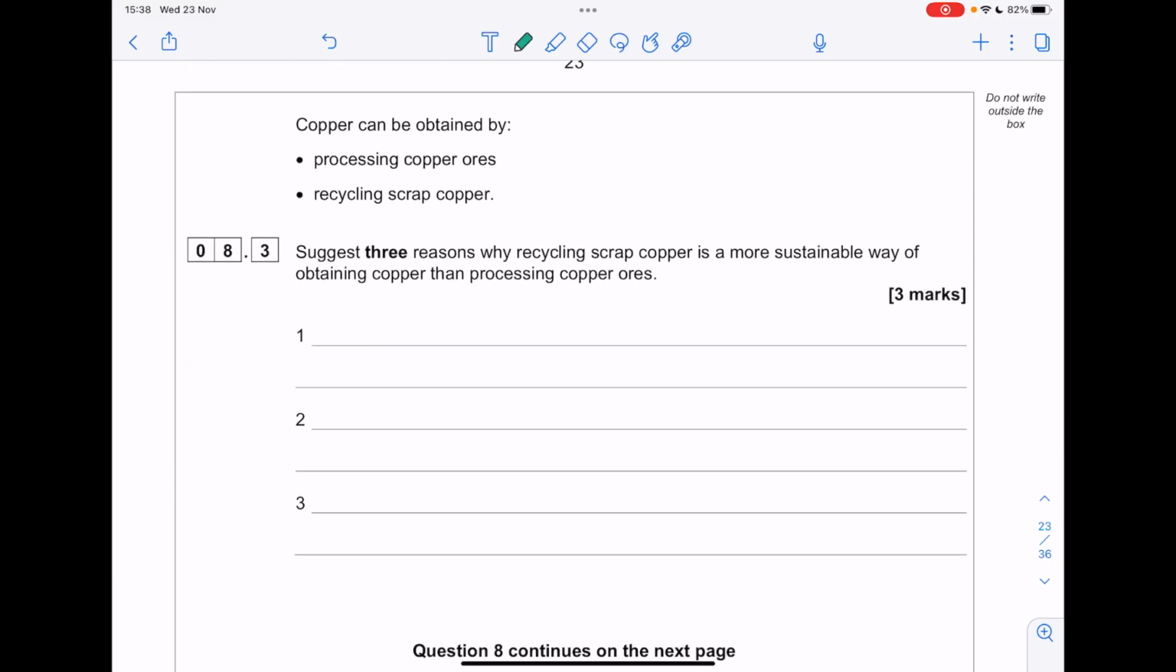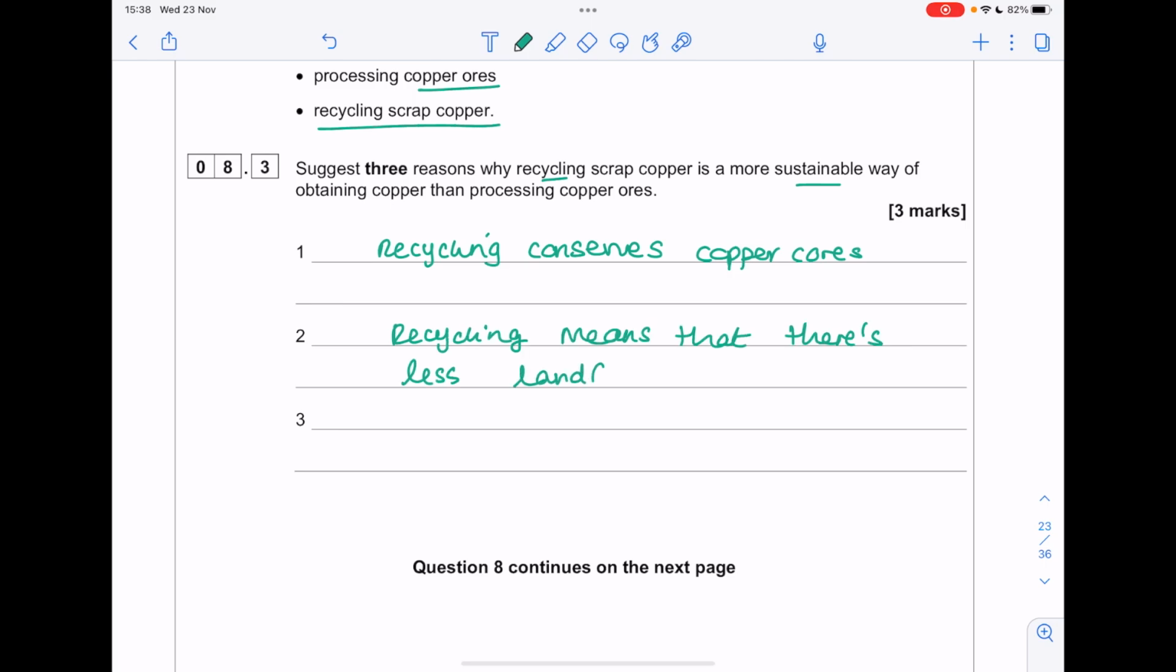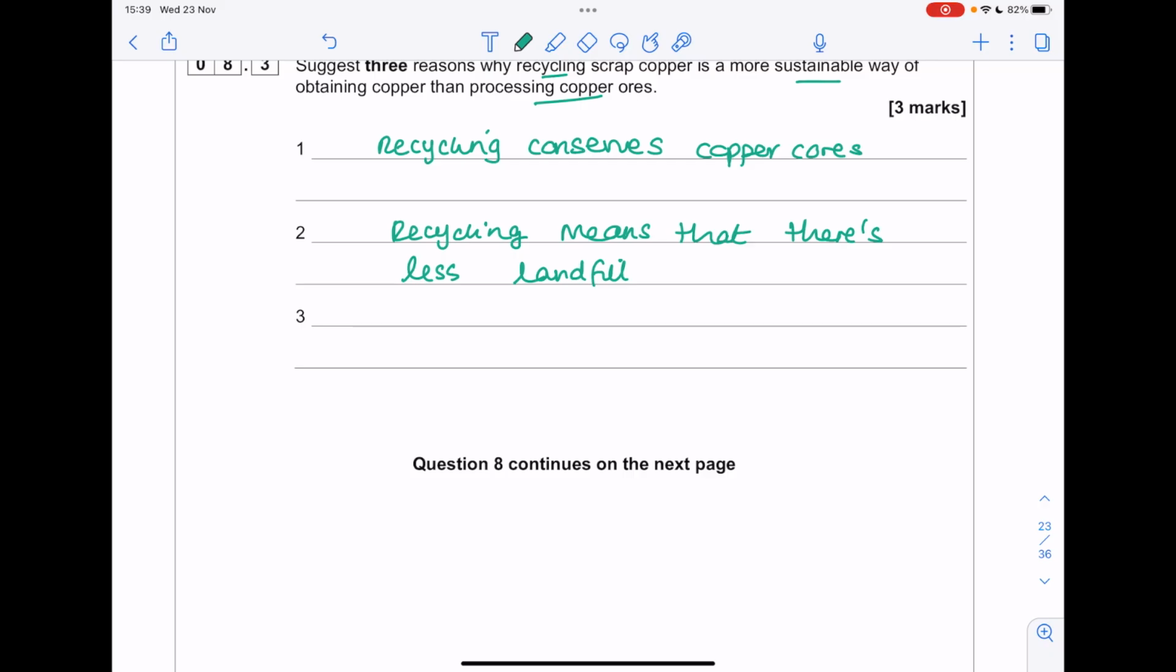Copper can be obtained by processing copper ores, or by recycling scrap copper. Suggest 3 reasons why recycling scrap copper is a more sustainable way of obtaining copper than processing copper ores. Well, first of all, recycling conserves copper ores. Recycling means that there's less landfill. And also, the processing of copper ores needs quarrying, which causes environmental impact, so therefore recycling means that you do less mining or quarrying.